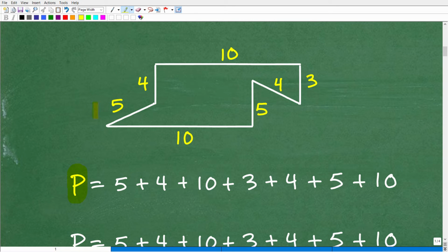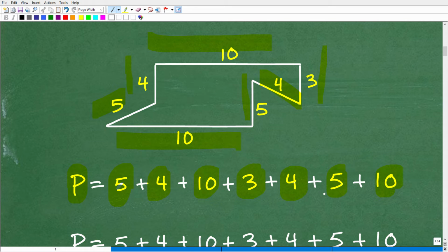I'm going to start right here, 5 and then 4. So I'm going to say 5 plus 4 plus 10 plus that 3, and I'm being very careful. I don't want to miss that 4, then this 5, and then this 10. Okay, I did a full lap around this figure. So if I add all this up, I will have the perimeter. You can see this is one big addition problem.